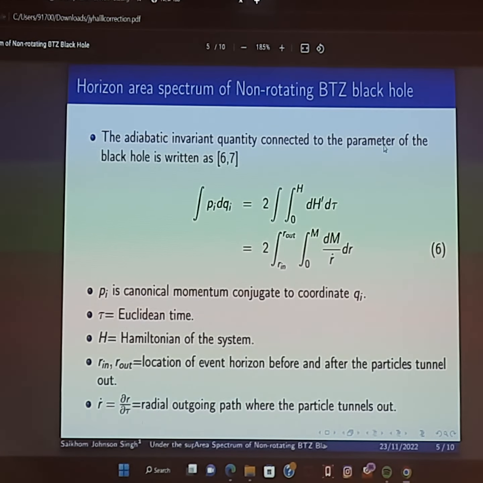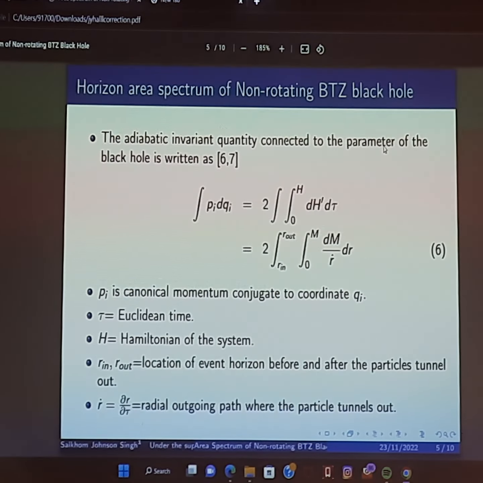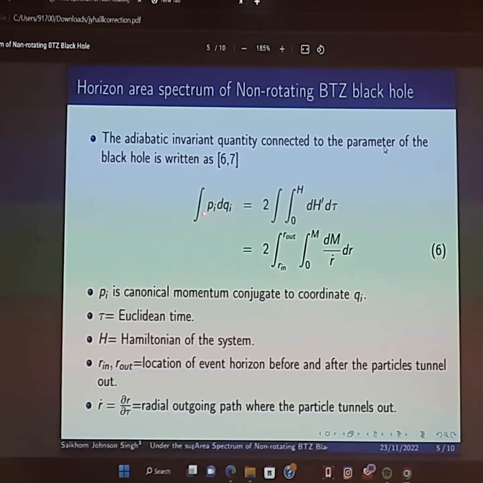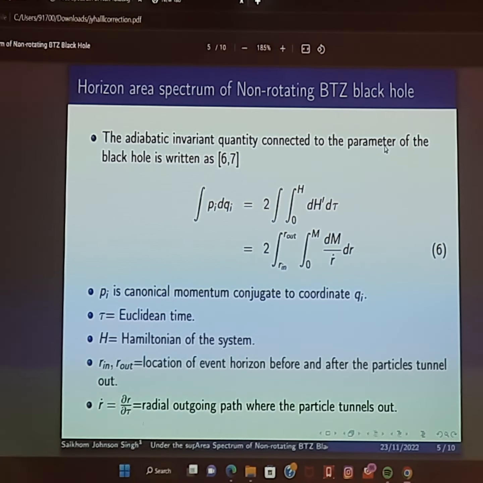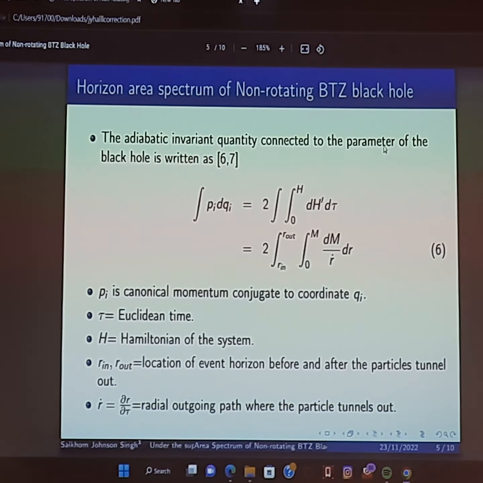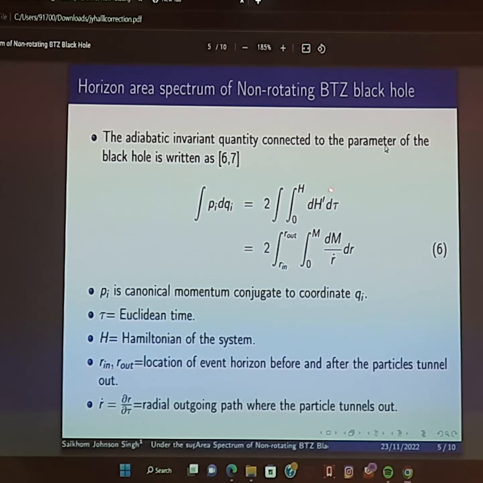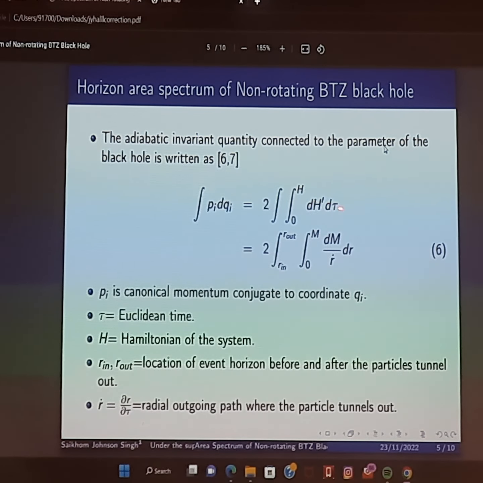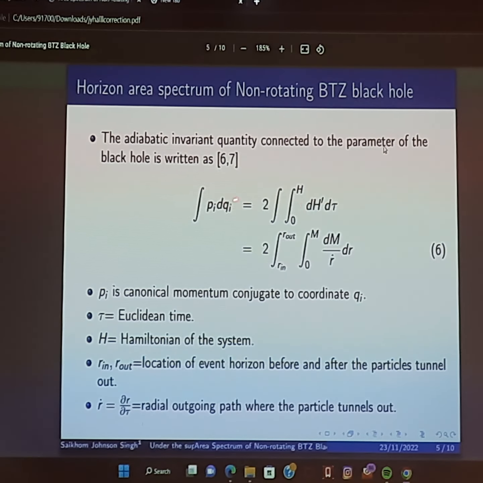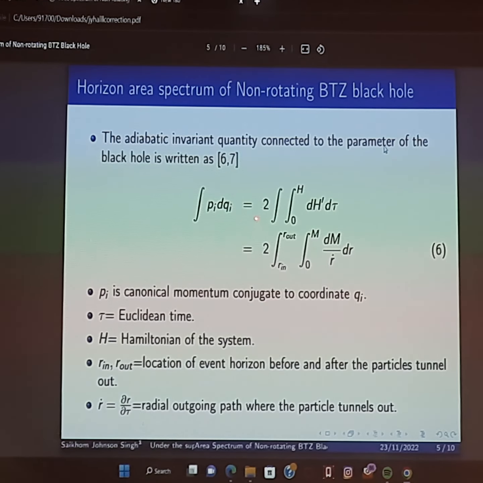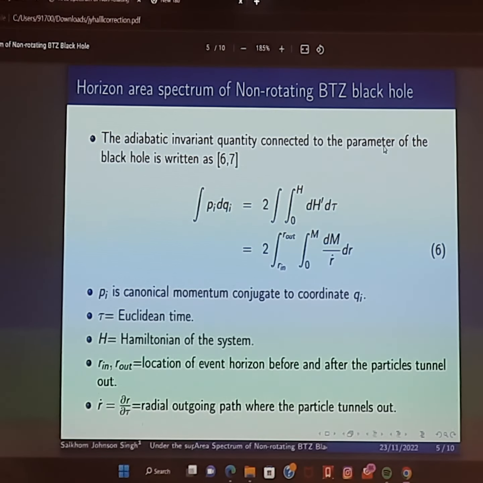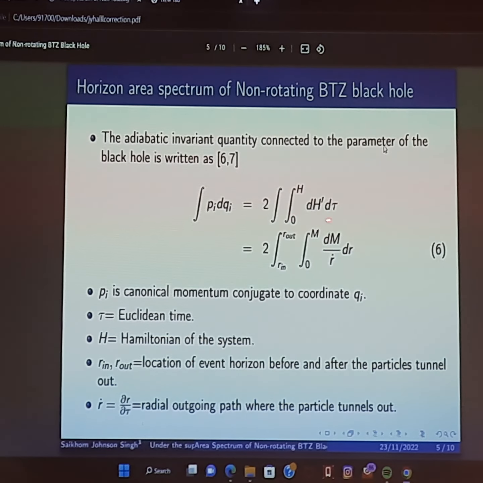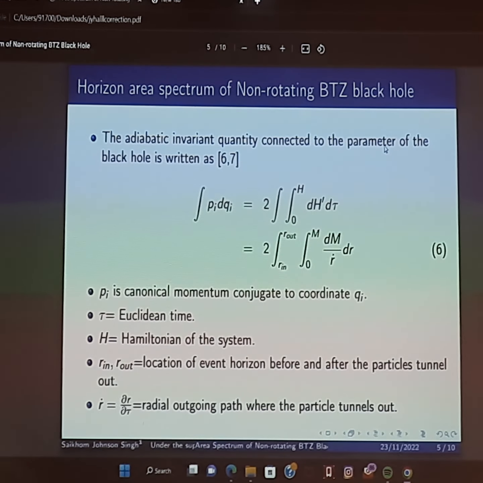And for a black hole, this adiabatic invariant quantity is given by this expression, that is the integration of p_i dq_i. Using Hamilton's equation of motion, this p_i is written in the form of the Hamiltonian H. Here in this expression, tau is the proper time, and the factor 2 comes out after doing summation over the i indices. We write this expression in the form of equation number 6.